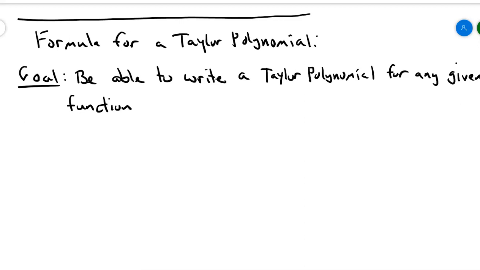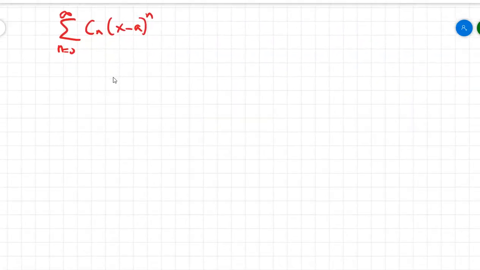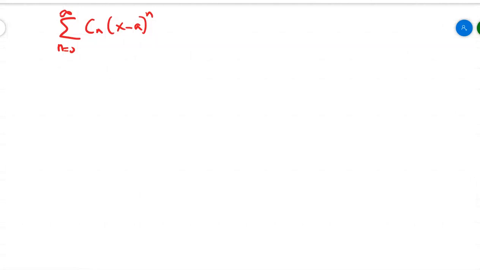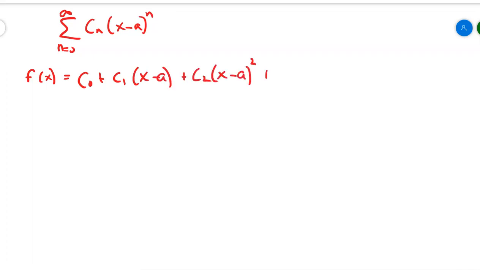So let's start with what we know in terms of a definition of a series. We're going to look at the series from n equals 0 to infinity of c sub n times (x minus a) to the n. And I'm going to call that function f of x, and I'm going to write it out as a function. I'm going to write out a bunch of terms, and I'm doing it for a reason. So f of x is going to be c sub 0 plus c sub 1 times (x minus a) plus c sub 2 times (x minus a) squared.